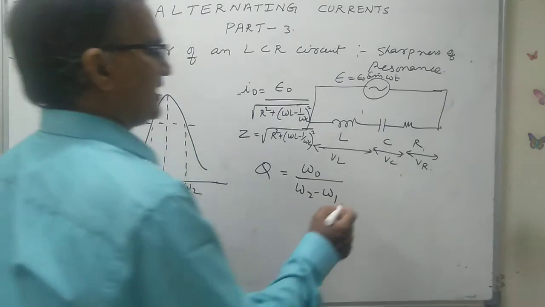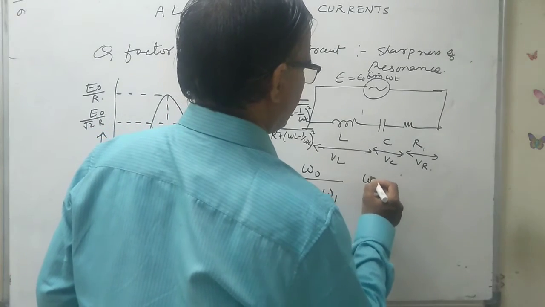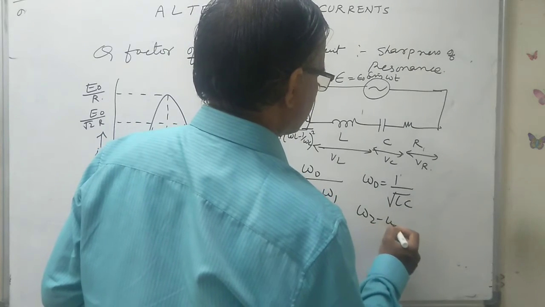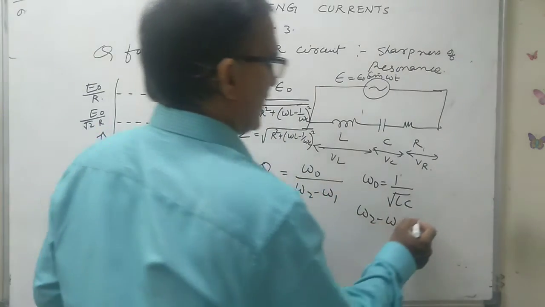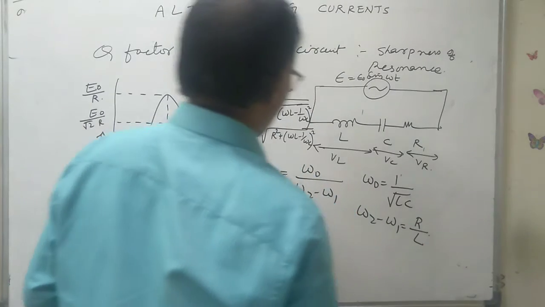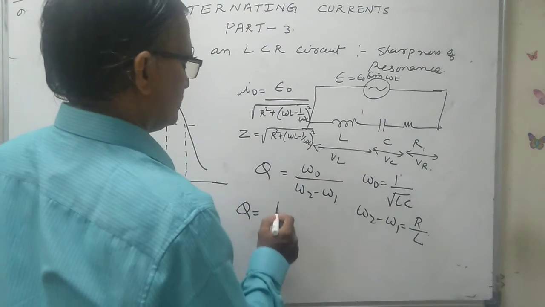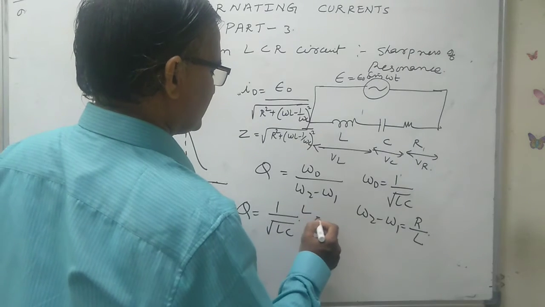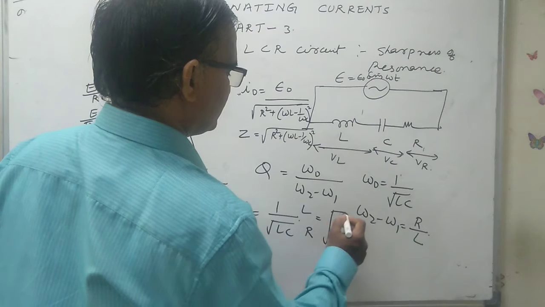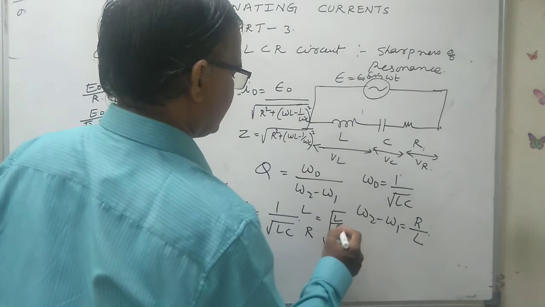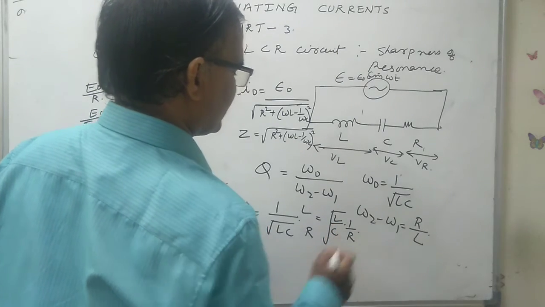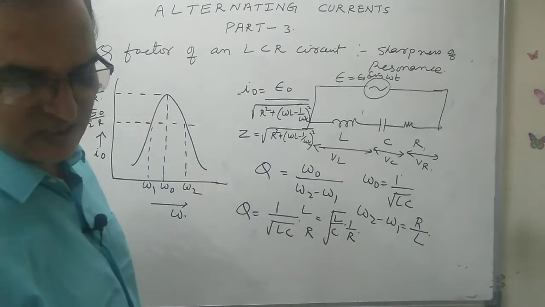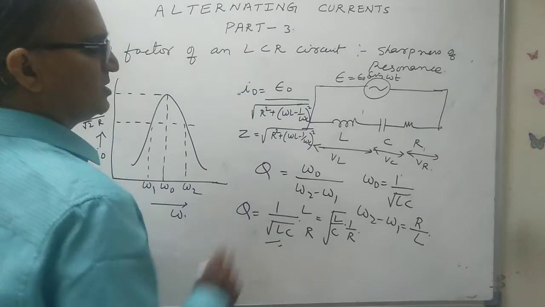Omega naught we already have as 1 by root LC, and omega 2 minus omega 1 is equal to R by L. If you substitute these values, Q is equal to root of L by C into 1 by R. This, 1 by R into root of L by C, is called the Q factor.